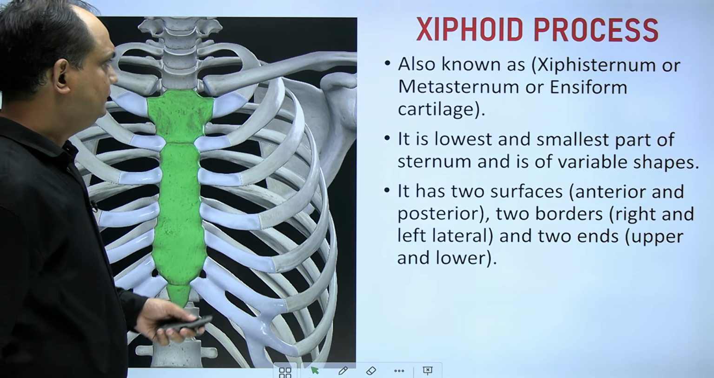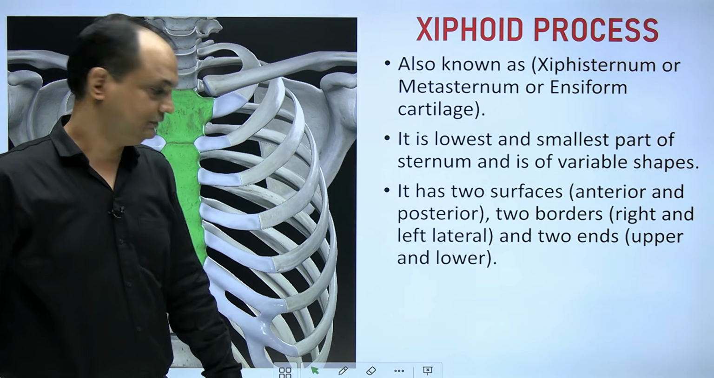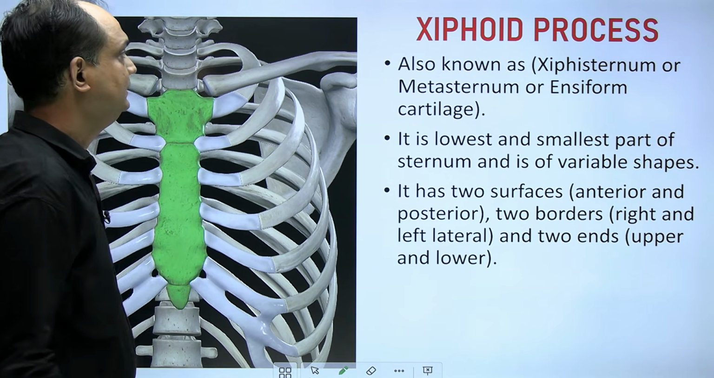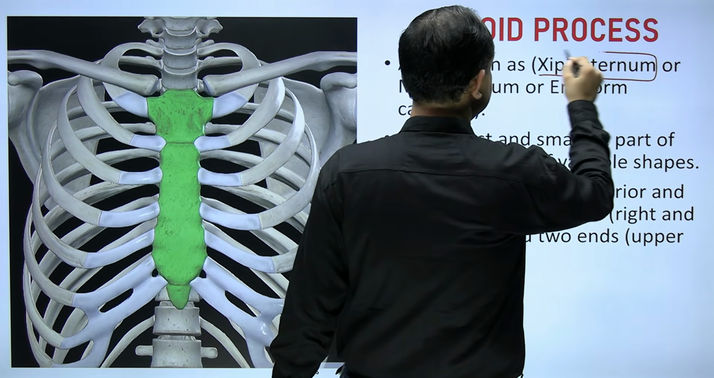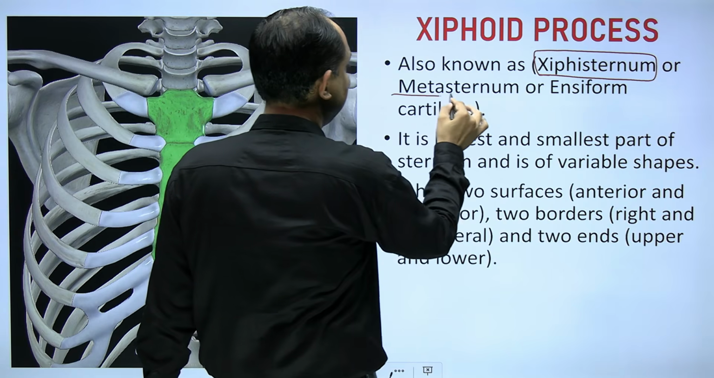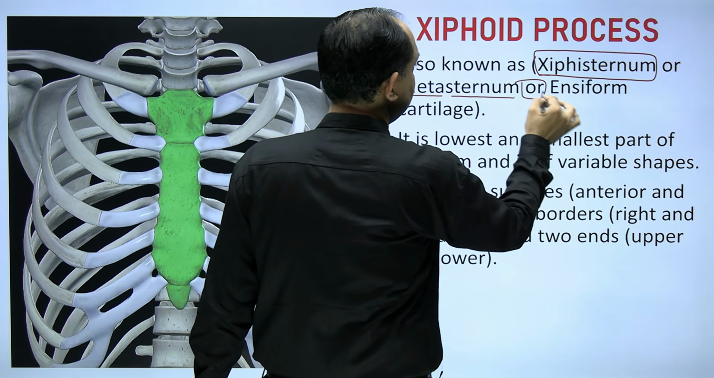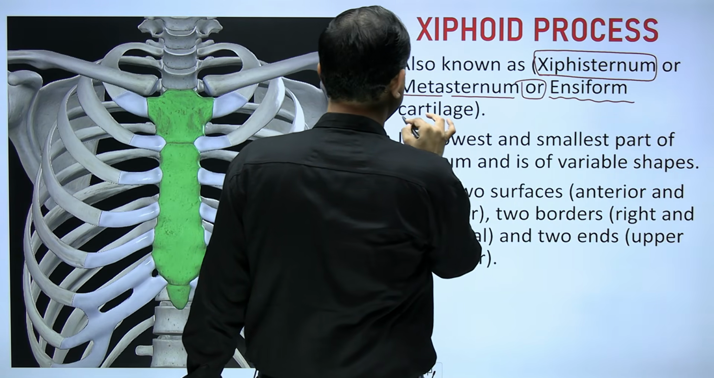Now when you move to the xiphoid process, you have to keep this in mind that xiphoid process is also known as xiphisternum, or it is also known as metasternum, or sometimes it is known as ensiform cartilage.